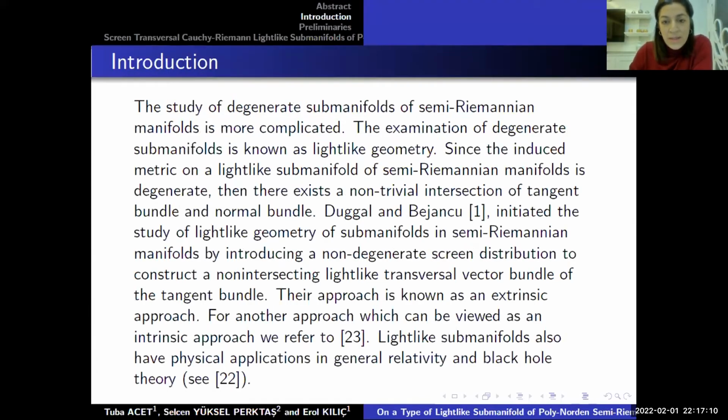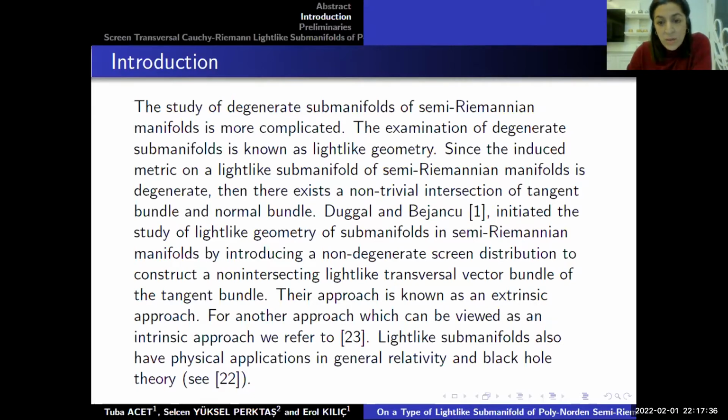In this talk, I will present one of our studies on lightlike submanifolds of Poly-Norden Semi-Riemannian manifolds. It is well known that the submanifold theory in semi-Riemannian manifolds is more complicated than the Riemannian case, because the induced metric on a lightlike submanifold of a semi-Riemannian manifold is a degenerate one. So there exists a non-trivial intersection of the tangent bundle and the normal bundle.